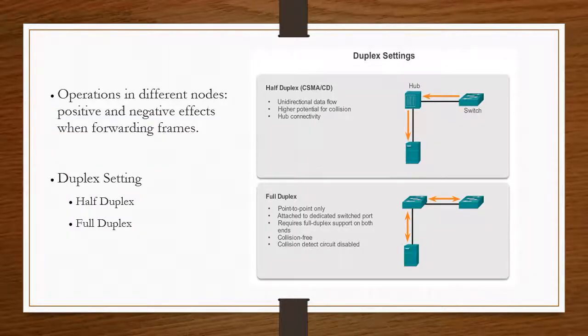Switches can operate in different modes that can have both positive and negative effects when forwarding Ethernet frames on a network. One of the most basic settings of a switch is the duplex setting of each individual port connected to each host device. A port on a switch must be configured to match the duplex settings of the media type. There are two types of duplex settings used for communications on the Ethernet network: half duplex and full duplex.